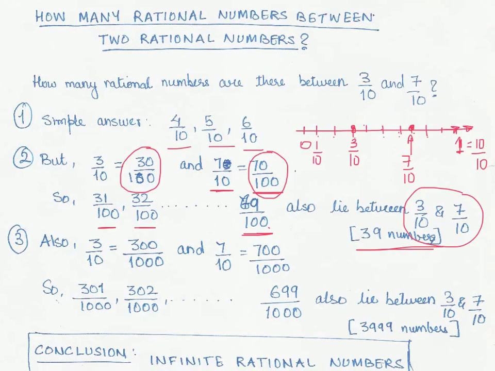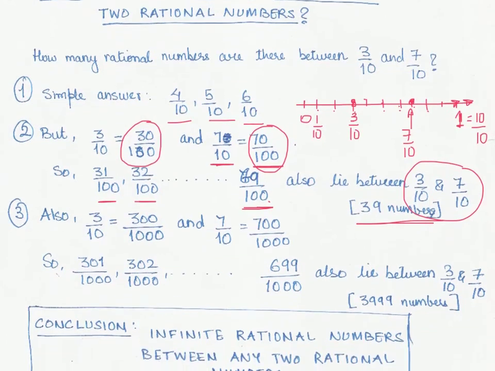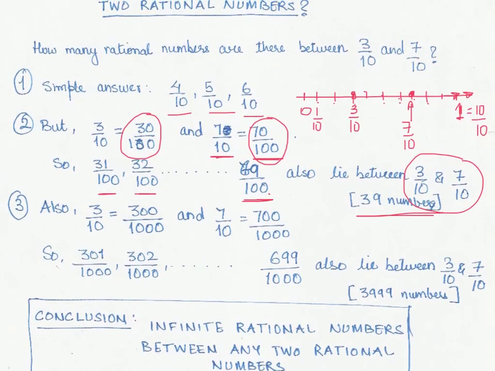What happens if we were to go even further and say that I could also write 3 by 10 as 300 by 1000 and 7 by 10 as 700 by 1000? It's the same, right? These are equivalent fractions, if you remember that concept. So 3 by 10 and 300 by 1000 are the same; 3 by 10 is just the simplest form. So now all of a sudden we have even more choice of rational numbers between 300 by 1000 and 700 by 1000.